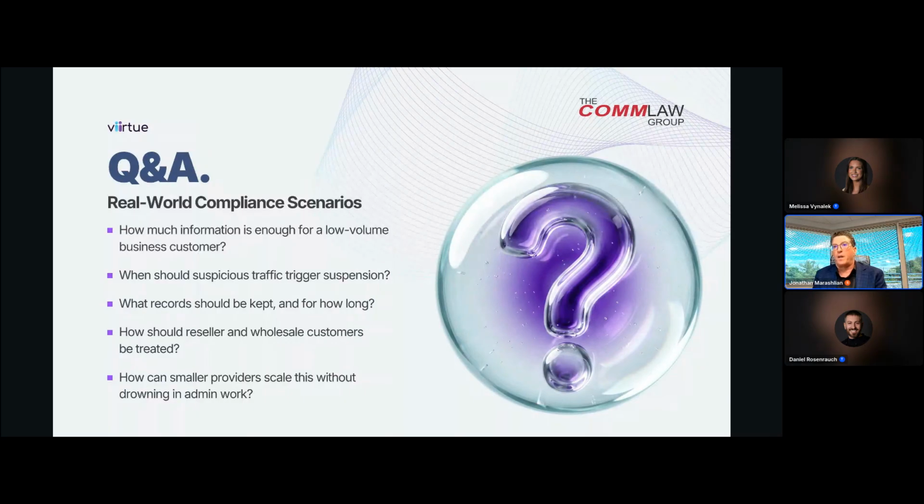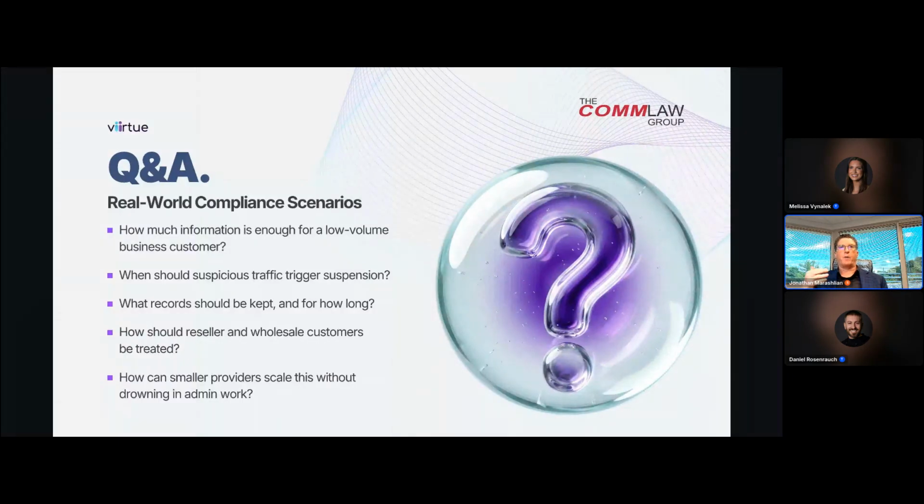The answer is enough to confirm identity, understand their use case, and establish a reasonable traffic profile. For a low volume local business, you likely don't need a deep forensic investigation, but you still need the basics. Legal name, physical address, business registration or tax information, responsible contact, authority to order service, type of business, expected use of the service, expected volumes, expected caller IDs, and some basis for number authorization.